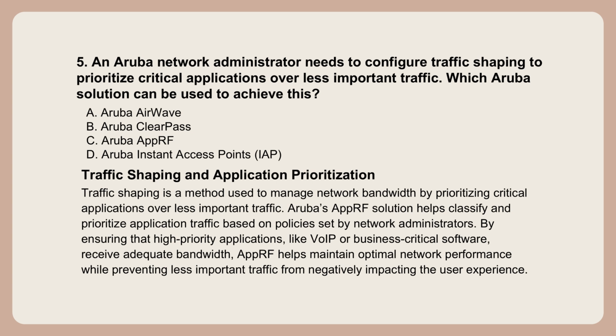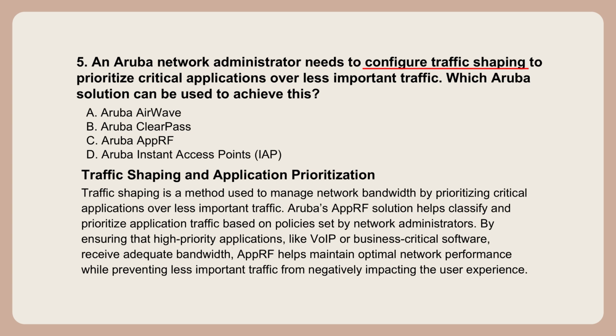For sure. So our final question is, an Aruba network administrator needs to configure traffic shaping to prioritize critical applications over less important traffic. Which Aruba solution can be used to achieve this? All right, traffic shaping, that's about making sure the important stuff gets through, right? Exactly. So our options are A, Aruba Airwave, B, Aruba ClearPass, C, Aruba APRF, and D, Aruba Instant Access Points, IAPs. So we're looking for the Aruba tool that specifically handles traffic shaping. Yeah, which one can make those fine-grained decisions about which types of traffic get priority on the network? Right. What do you think?